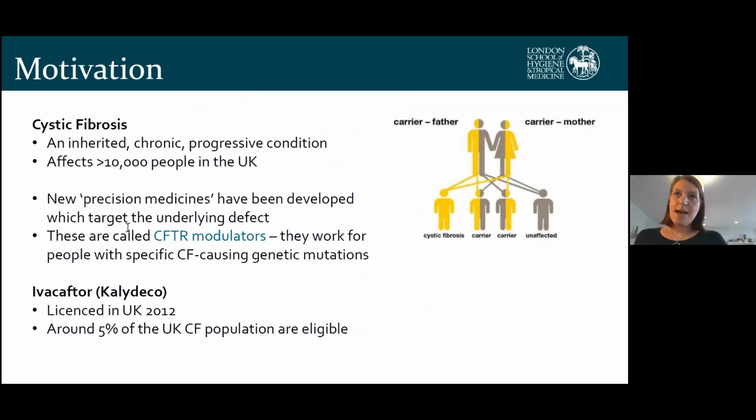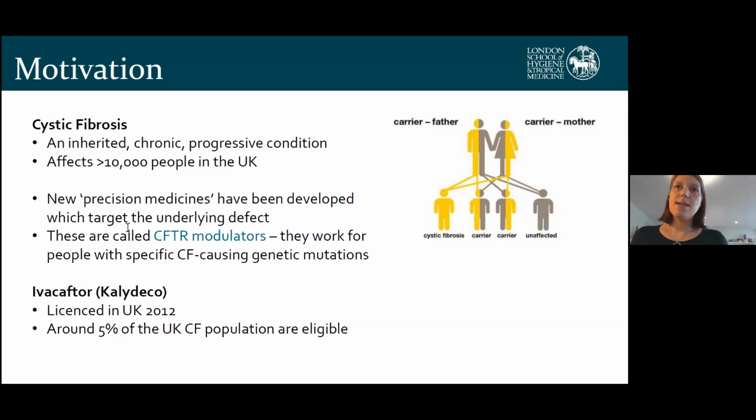So as Anthony said, I work a lot in the area of cystic fibrosis. And as you probably know, cystic fibrosis, or CF, is an inherited, chronic progressive condition. It's one of the most common inherited diseases. It affects, in the UK, more than 10,000 people. Some decades ago, it was a disease from which people often died, unfortunately, in childhood, but things have really improved dramatically for people with CF in recent decades and years. Life expectancy is now in the mid to late 40s. And that's really come with improvements in treatment and care.